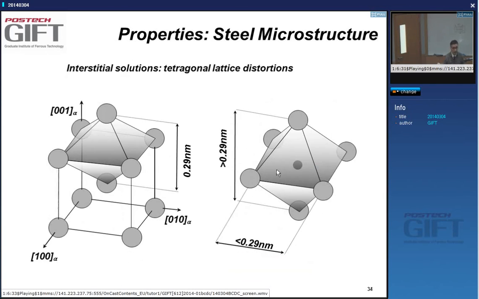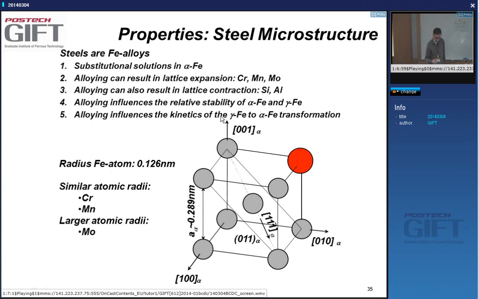So what happens basically when the carbon is kept in solution is that it will distort this octahedron in BCC. And so this elastic energy is relatively large and constitutes a driving force for the precipitation, or formation, of carbides.